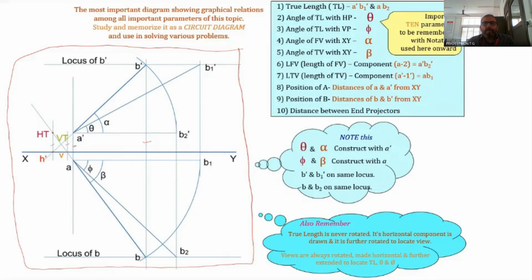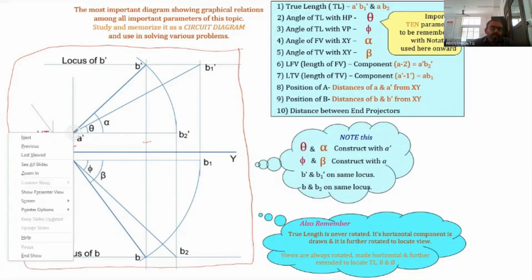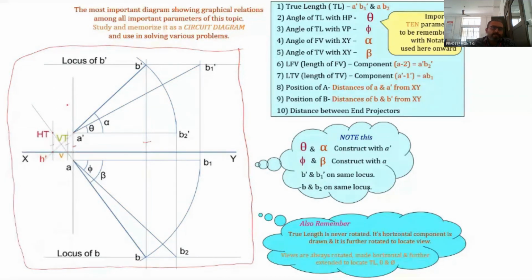Now just remember, or note, and if you remember this particular figure, it will be evident from this one. Alpha and theta are constructed based on the point A dash. From A dash, we measure alpha as well as theta. And beta as well as phi are based on point A, or indexed on point A.